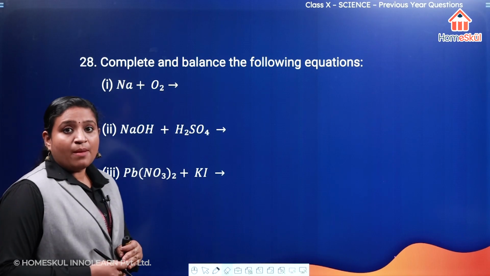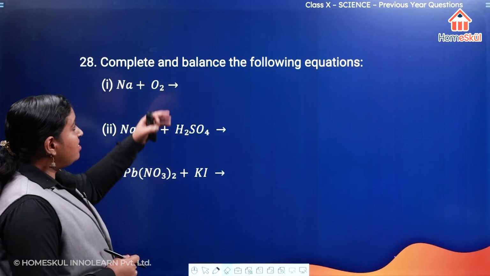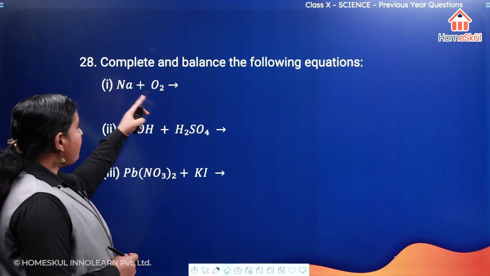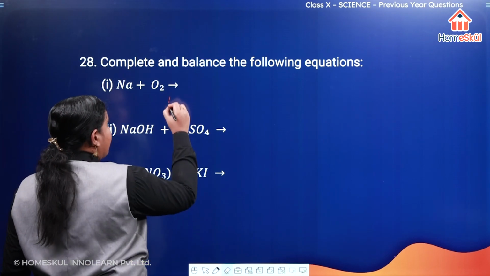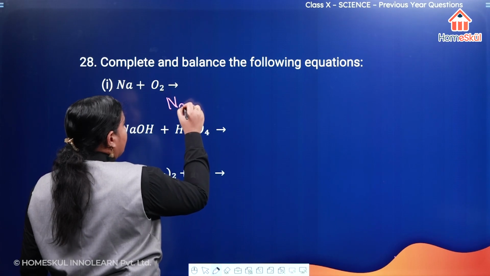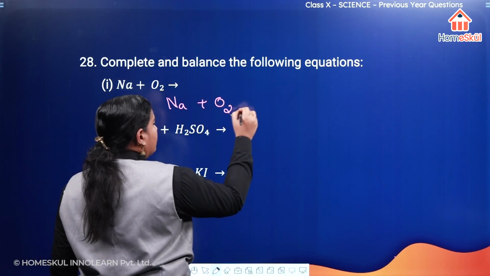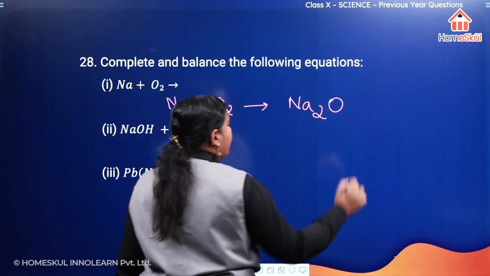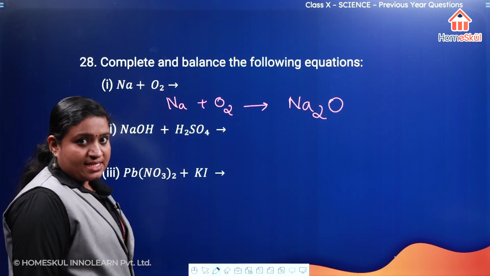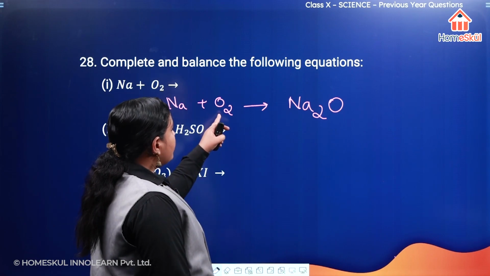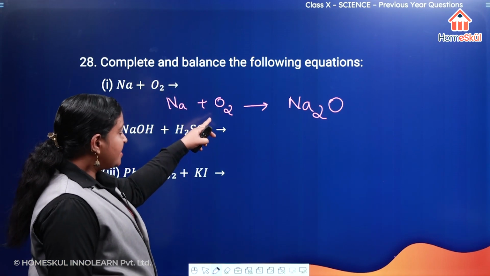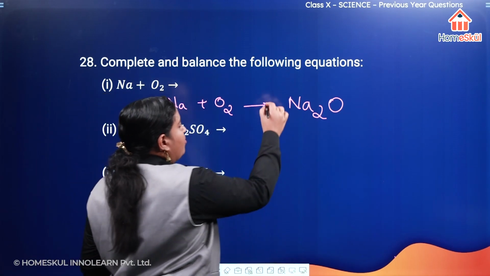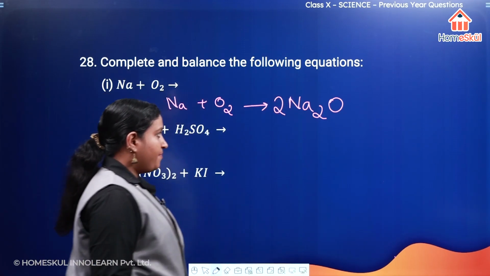Question number 28. Balance and complete the following equations. Here we have the first one, Na plus O2. It will give you Na2O, right? Sodium oxide. Now we have to balance it, isn't it? So oxygen on the reactant side is 2, but on the product side is 1. So to make it balanced, we put 2 on the product side.